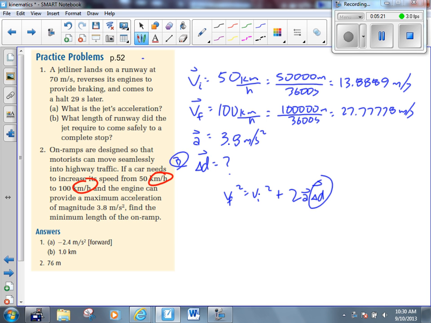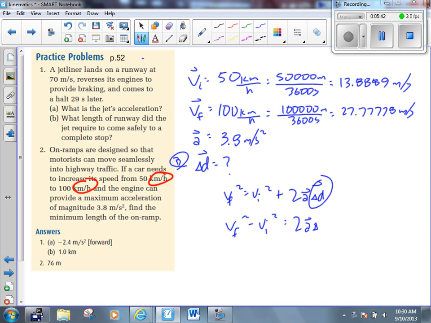It's a bit tricky to rearrange here. Remember, we got to get rid of what is not attached first. Tell me what's not attached to the 2ad. Vi squared. So how are we going to take that over? Yes. So Vf squared minus Vi squared equals 2ad.